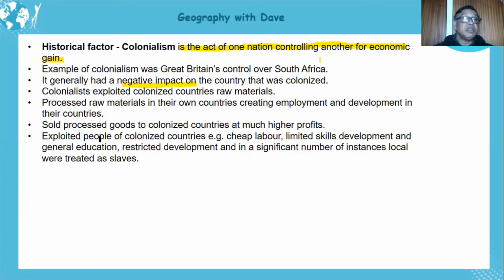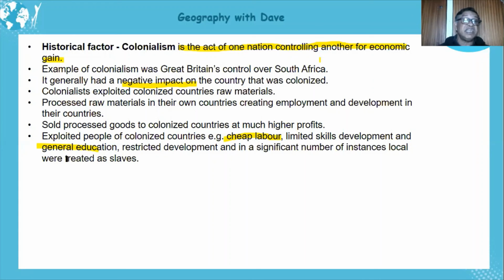Okay. Now look at this. It exploited the colonized countries. So one of it is cheap labor, less money they earned for the people themselves. It can be a social impact. All right. Restricted education. Can you see it? They weren't given the best education. All right. So the quality of life wasn't good.